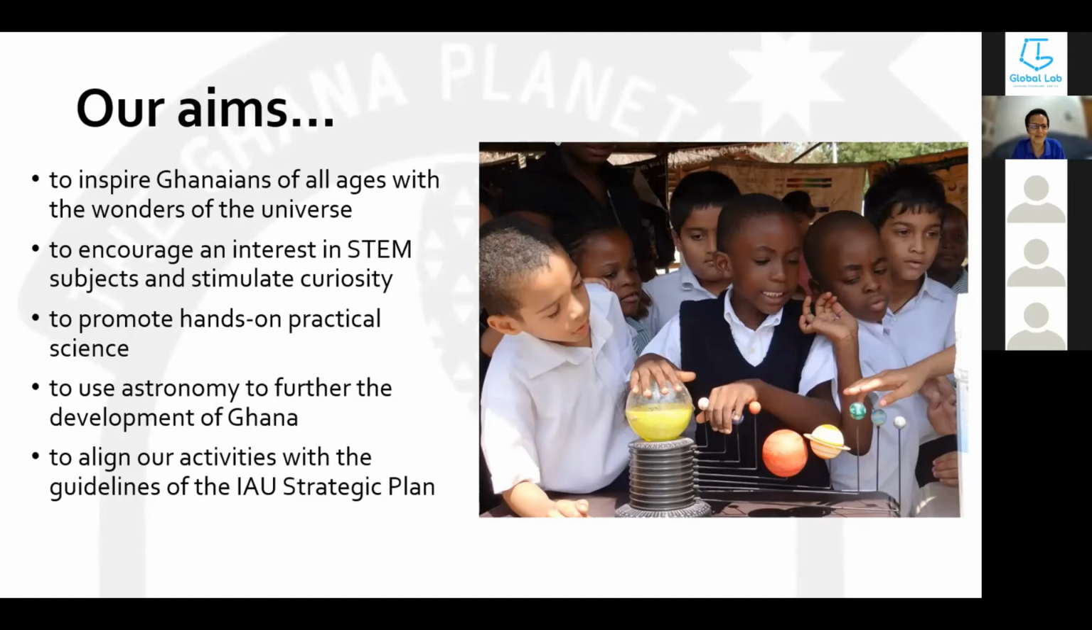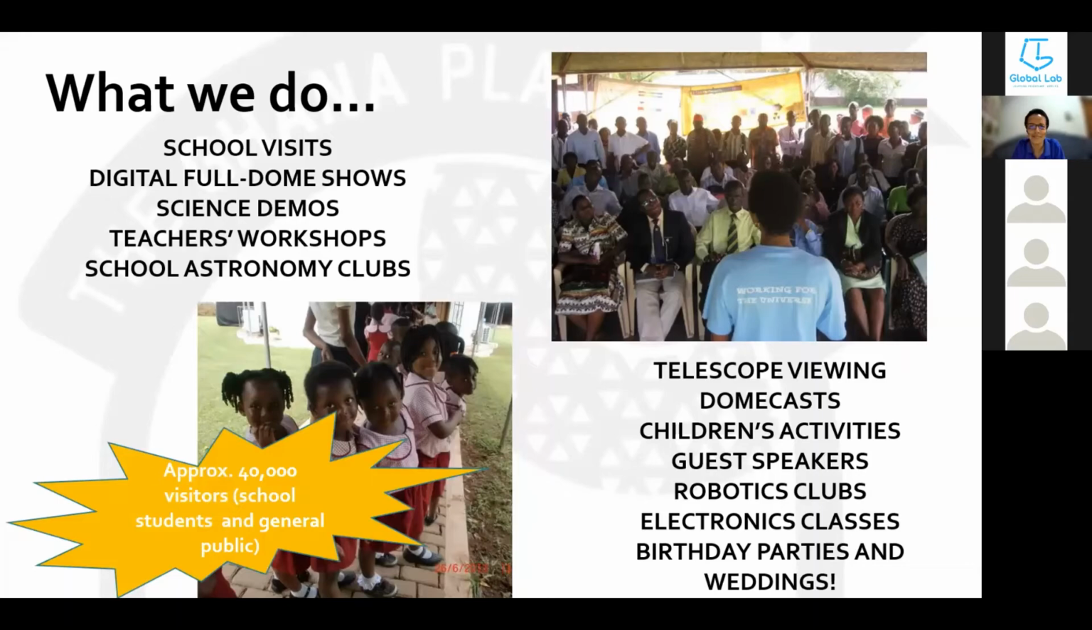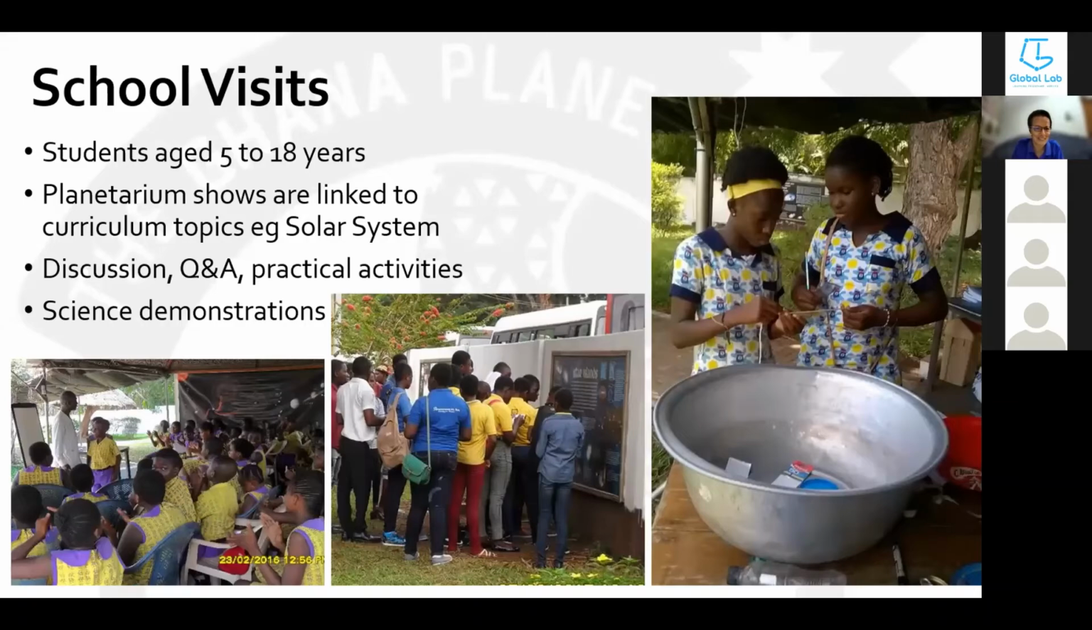So we do all sorts of things, obviously not so much now with COVID, but school visits, science demos, teachers' workshops, robotics clubs, electronics clubs, and we have guest speakers and so on. We even had birthday parties and even a wedding. There was even a wedding in the planetarium. And we've had about 40,000 visitors in the last 10 years or so. So we have school visits, lots of questions and answers, lots of discussions. They get a planetarium show. Sometimes they get science demonstrations.